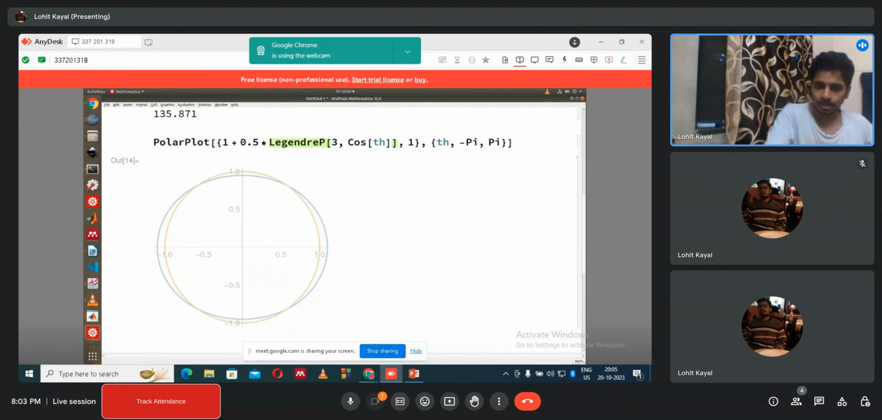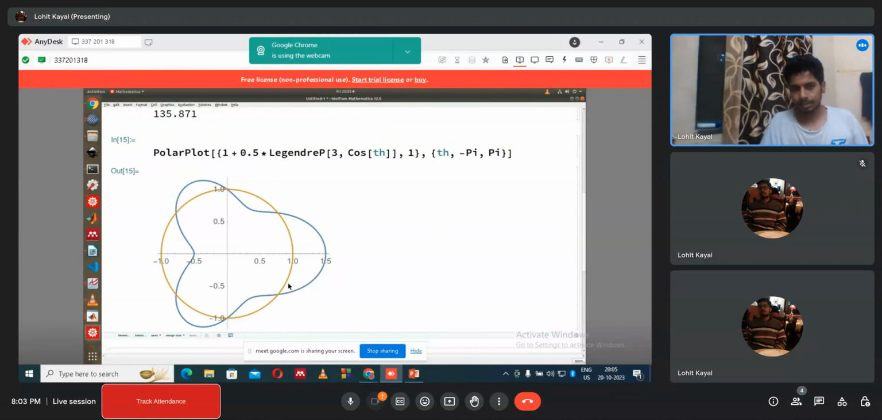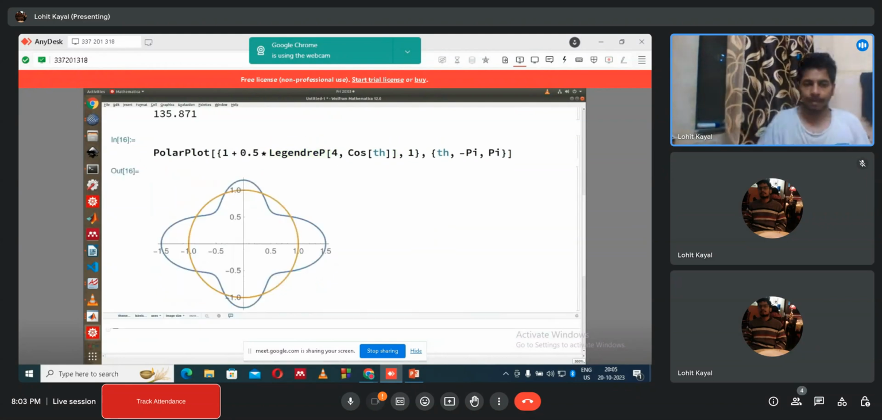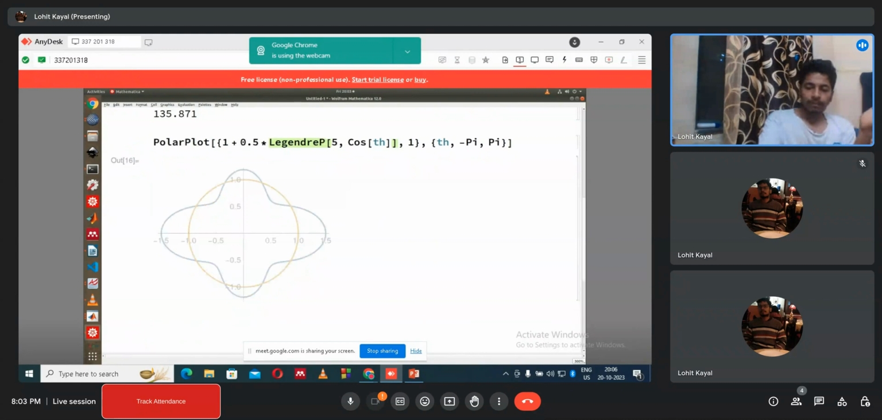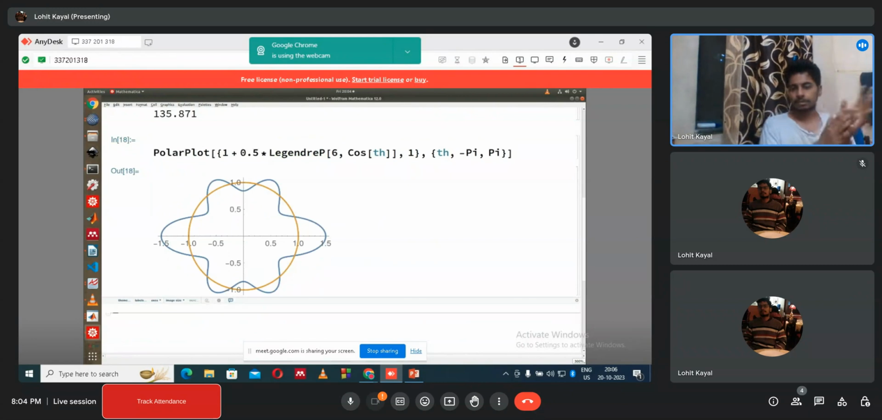Now for Legendre P3, you can clearly see three lobes. Okay, that's why the name comes P3. Now for P4, we expect that four lobes will appear. You can see there are four lobes, but see the beauty that these are all symmetric. All of them are symmetric. So maybe for P5, P5 is some kind of shape, and you can see almost five lobes. For P6, there are six lobes like this.